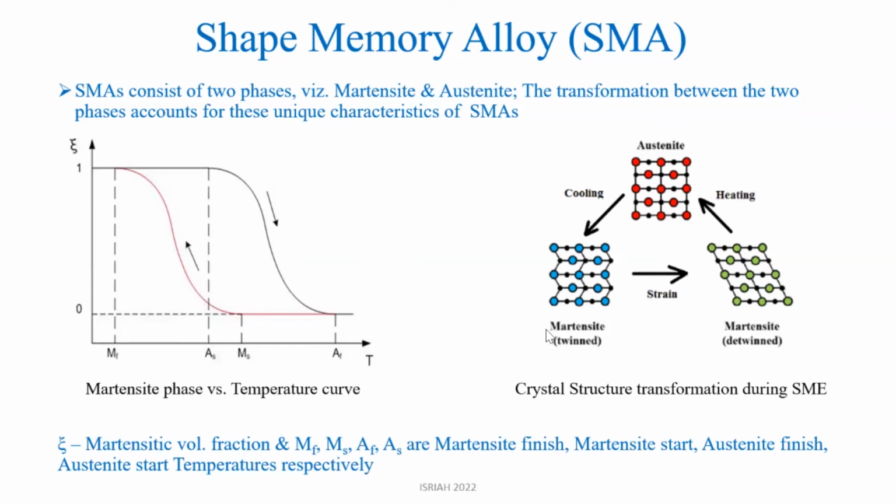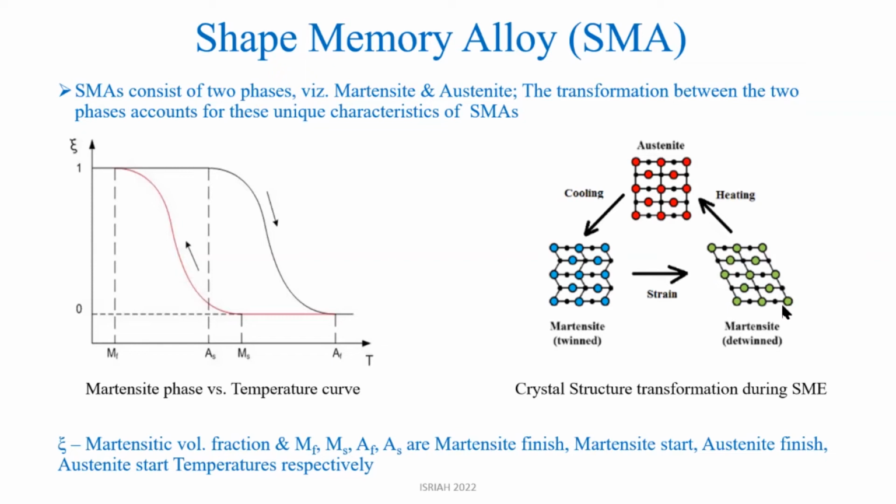Now if these twinned martensite structures are stressed, so they undergo a straining process, then the martensite crystals undergo detwinning, and they arrange themselves in strain-preferred planes, that is, the direction in which the strain is applied. These atoms will arrange themselves in that direction. The green atoms represent the detwinned martensite phase, which is obtained by straining this twinned martensite phase. When this martensite phase detwins, it undergoes a large permanent strain.